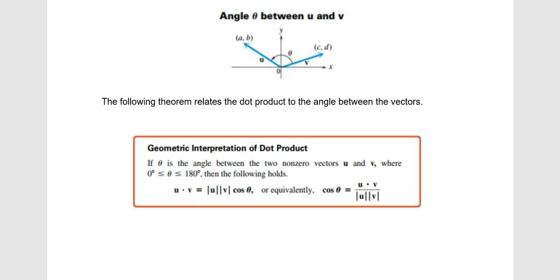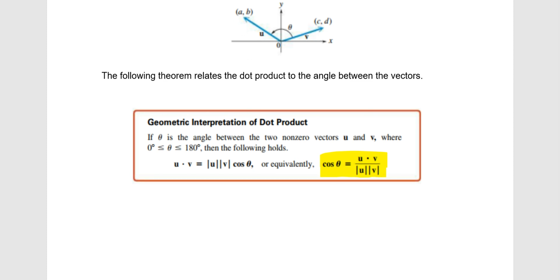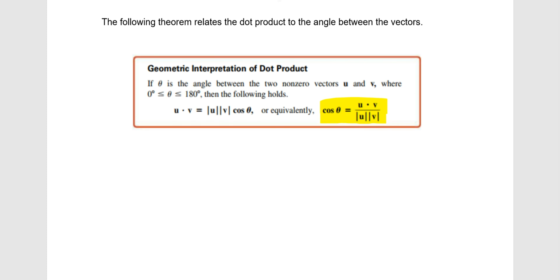If theta is an angle between u and v, between 0 and 180 degrees, that means u dot v equals the magnitude of u times the magnitude of v times cosine of the angle. If we're trying to solve this for cosine, you'd have to divide by the magnitude of u and v. You get cosine of theta equals u dot v divided by the magnitude of u times the magnitude of v. And if we're trying to solve this for theta, it's going to be theta equals cosine inverse of the other side. So cosine inverse of u dot v divided by the magnitude of u times the magnitude of v. Okay, let's go ahead and do an example here.